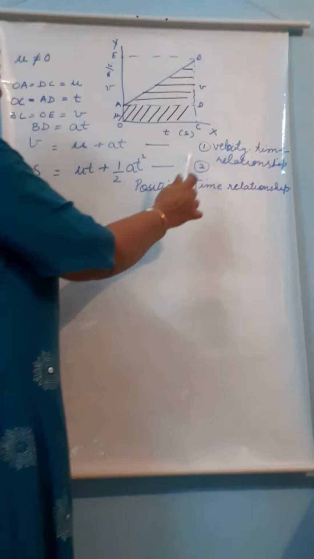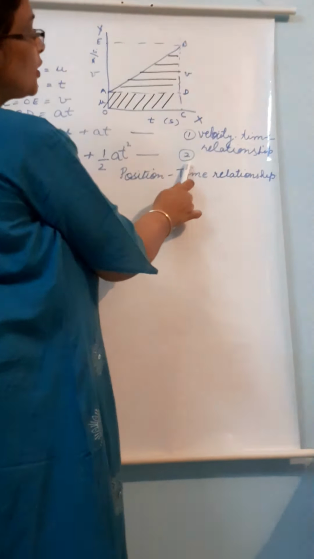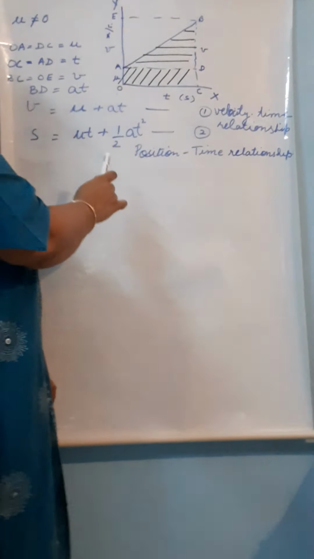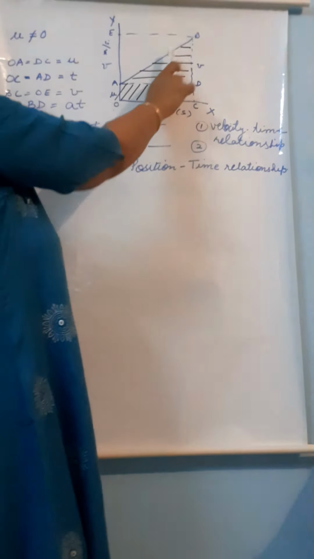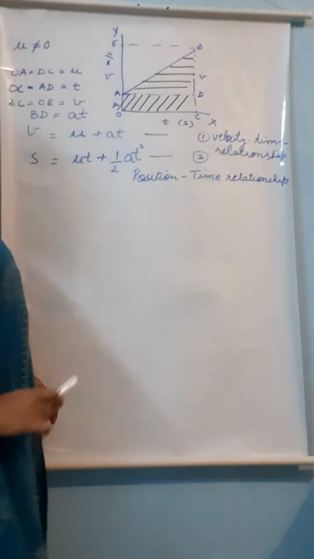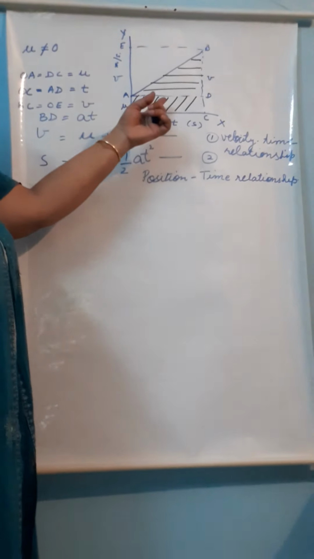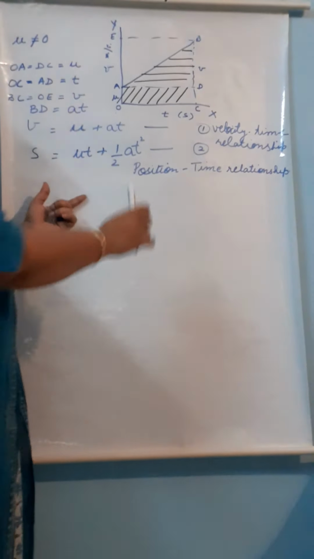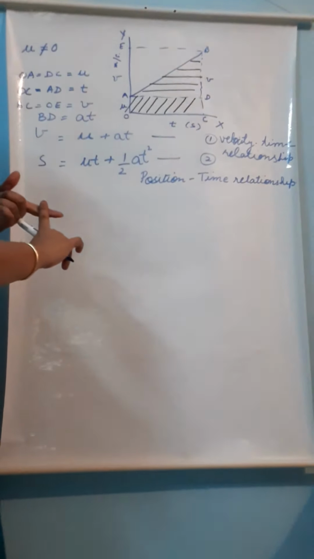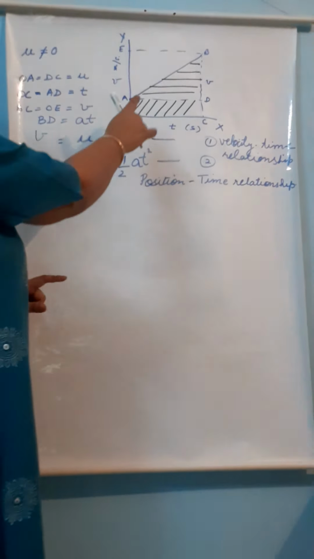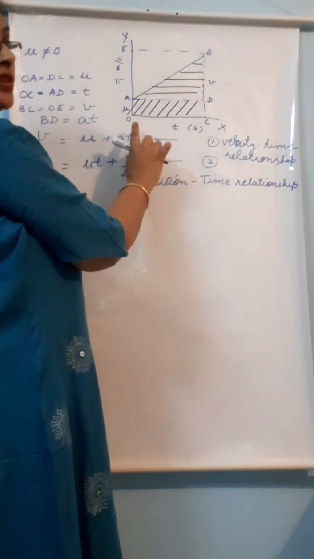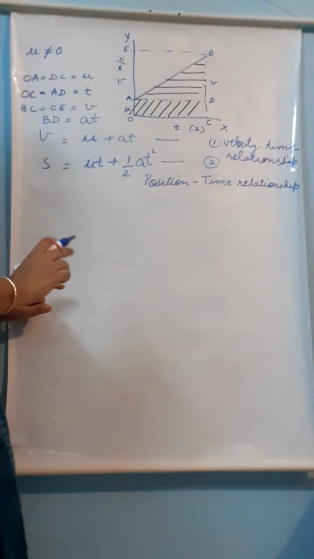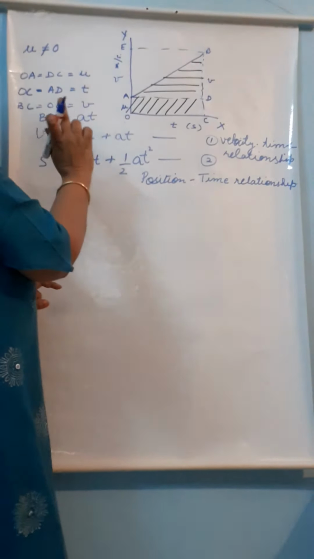So we have learned the first equation of motion and the second equation of motion, and now we are going to do the third equation of motion by the help of the same graph. And again what we are doing is we are calculating the area covered under this trapezium. In the second equation we divided it into a rectangle and a triangle and then added them. And here we are going to consider it as a trapezium and try to find out the third equation. Now what is the trapezium here?